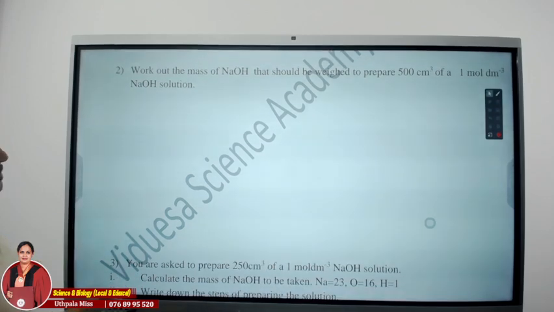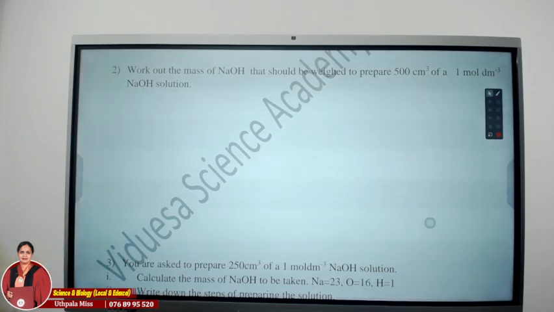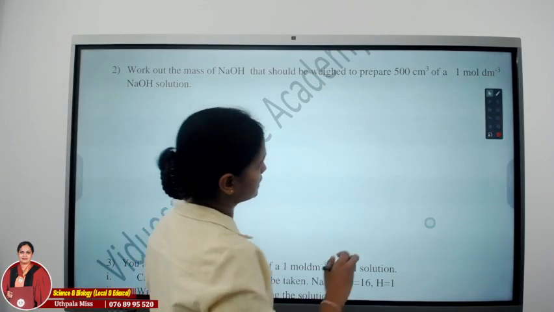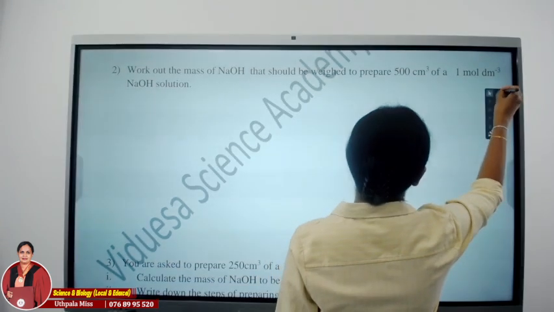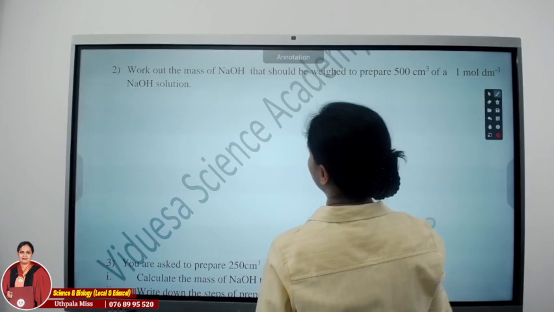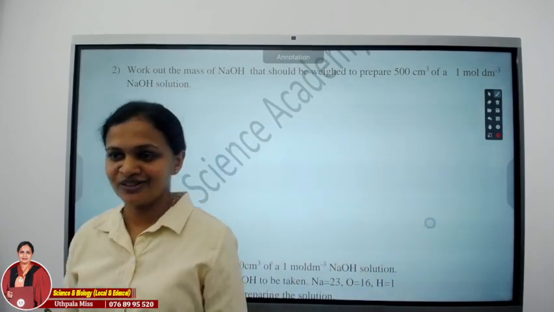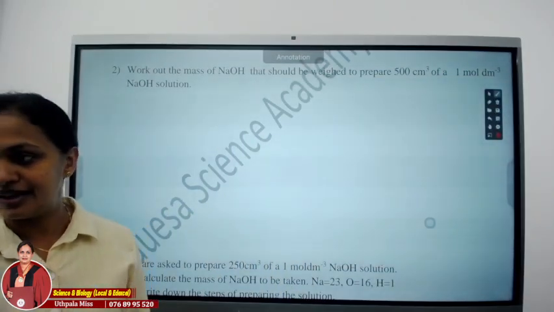Work out the mass of sodium hydroxide that should be weighed to prepare 500 cubic centimeters of a 1 mole per cubic decimeter sodium hydroxide solution. The mass of sodium hydroxide. Then the relative atomic masses are not given by me, but in most of the calculations you will be given those, right?